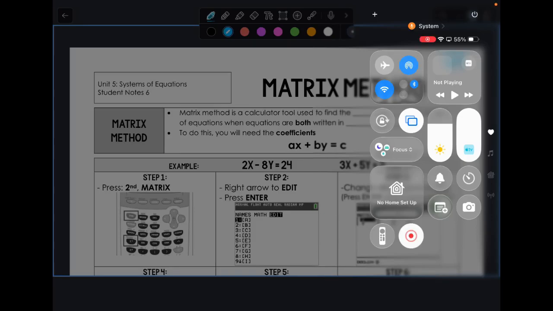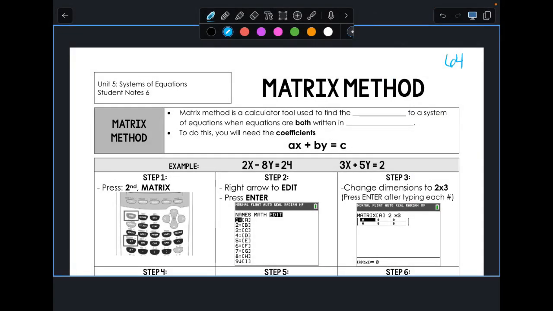Okay. So this is going to be page 64. The matrix method is a calculator tool used to find the solution to a system of equations. I'll give you these notes in a little bit once I go through the first example. It works when both equations are written in standard form. So yesterday we worked on converting equations to standard form.